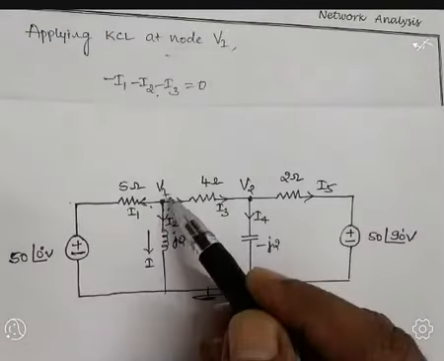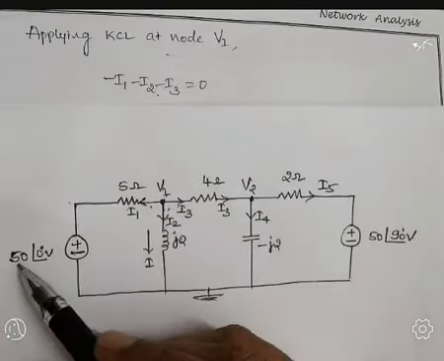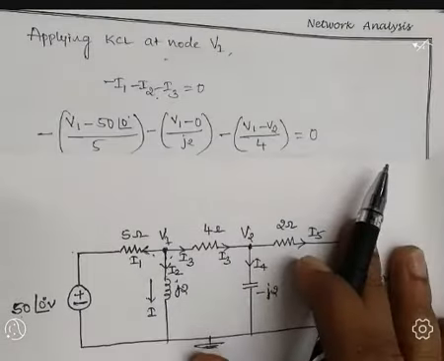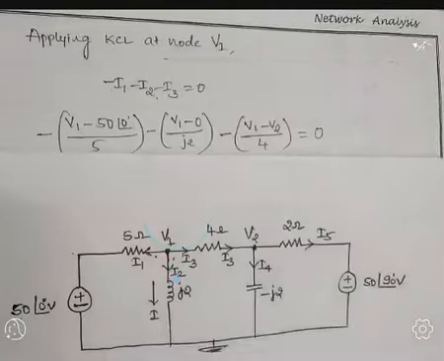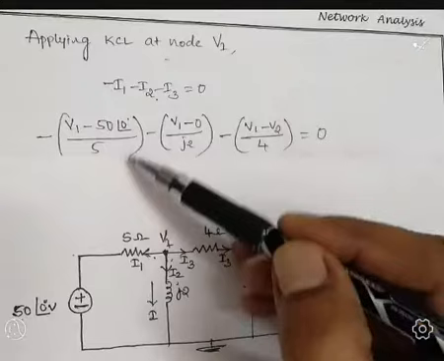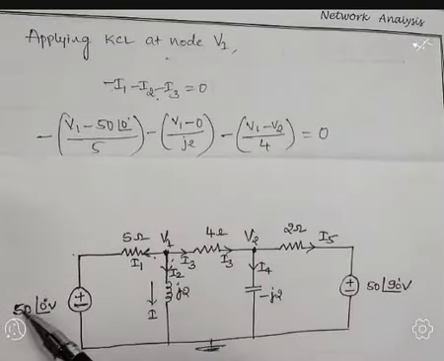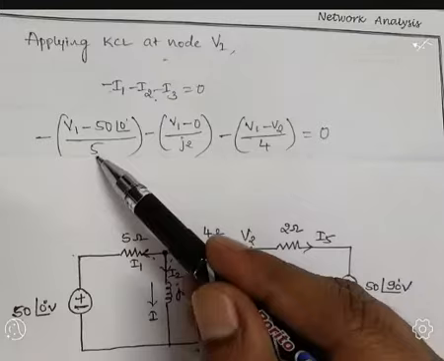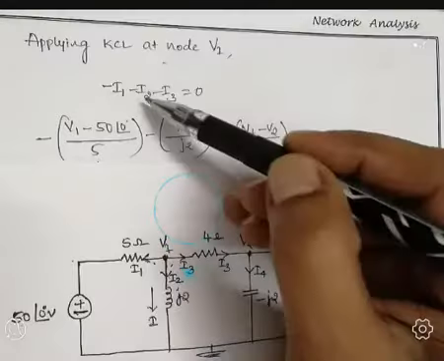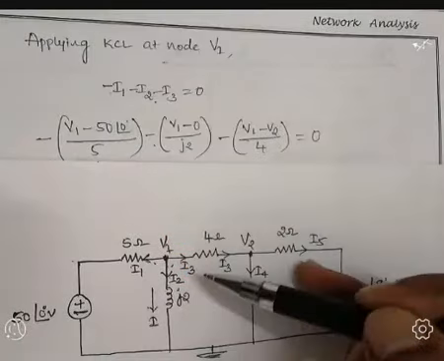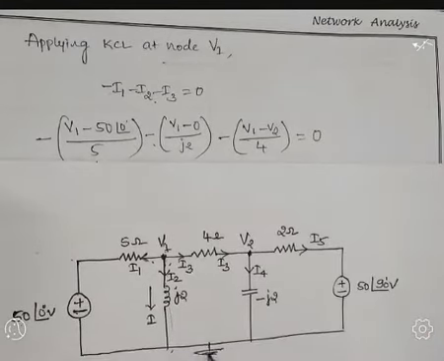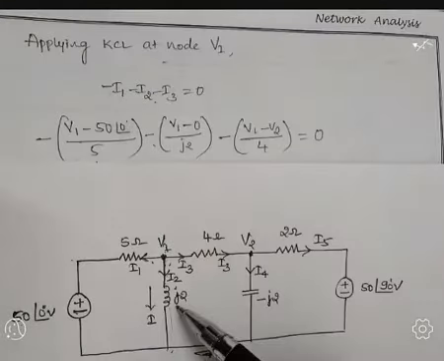Hence, we can write (V1 minus 50∠0°) divided by 5 ohm, minus as it is. Next, take the current I2, minus as it is. The current I2 is flowing through this branch, so (V1 minus 0) divided by j2.